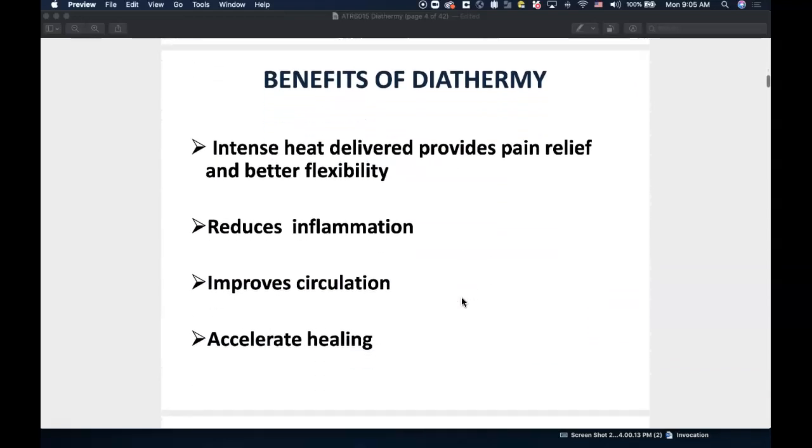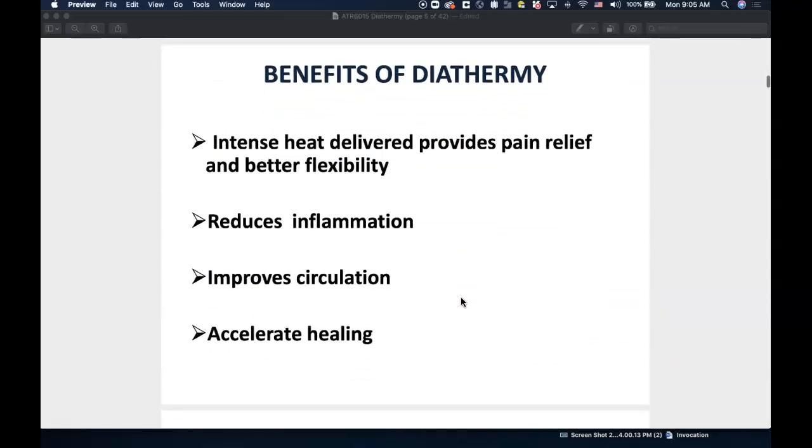So what are some of the benefits of diathermy, right? Number one, we know that there's this intense heat being delivered, and that intense heat leads to a reduction in pain and an improvement in flexibility about the joint or about the muscle or about the tendon.